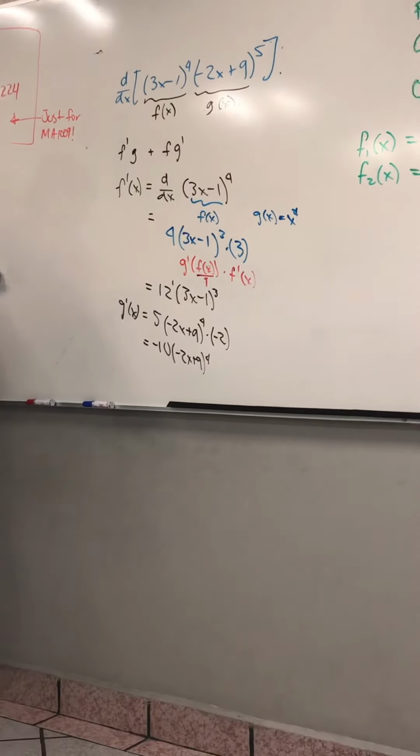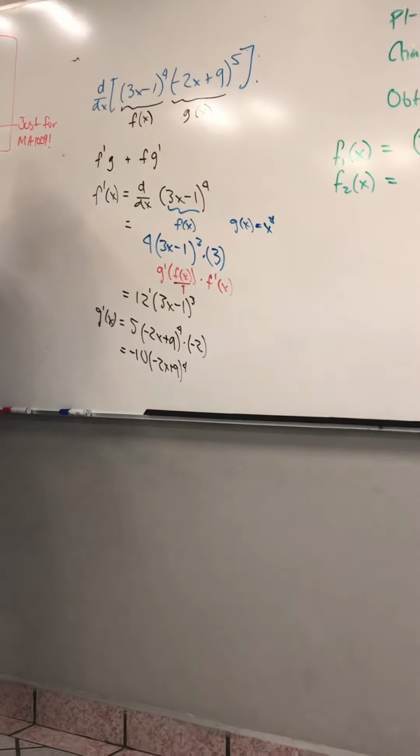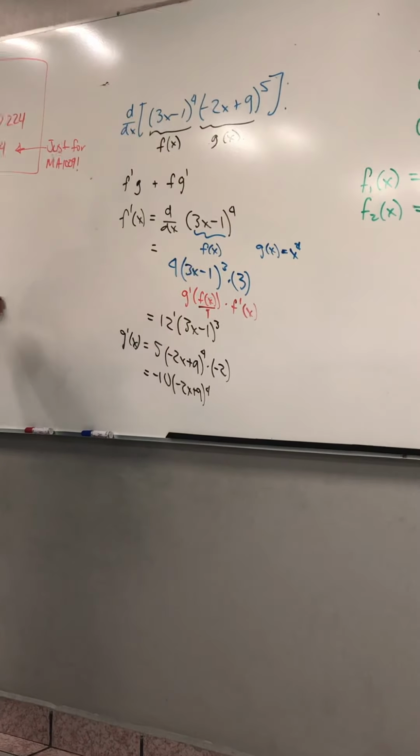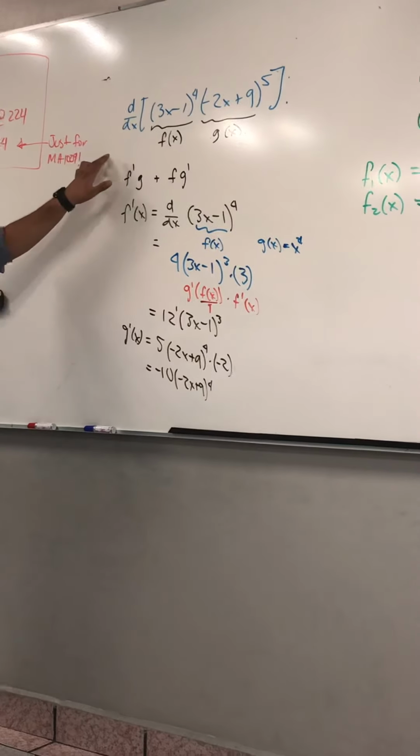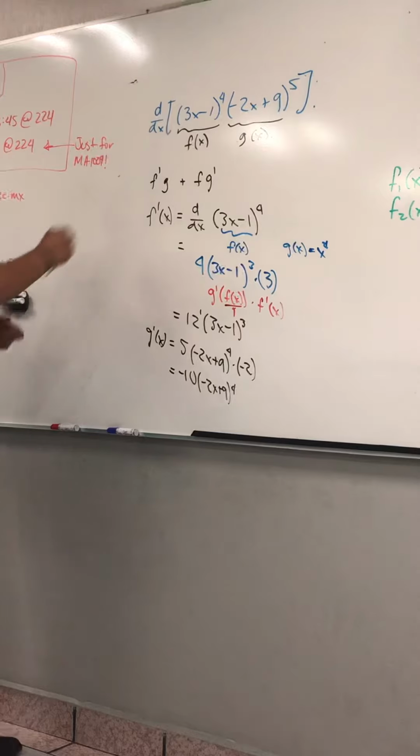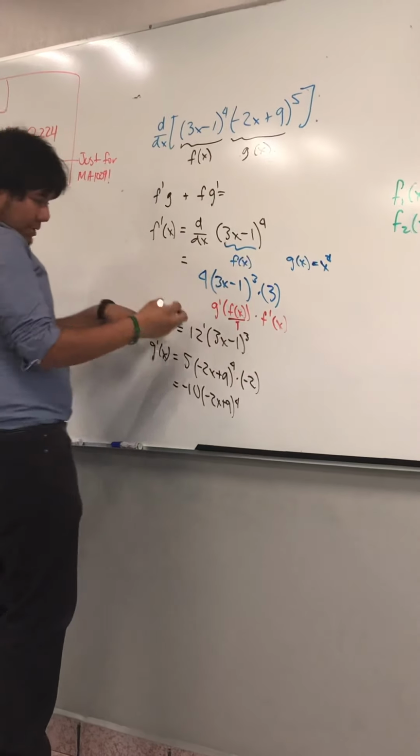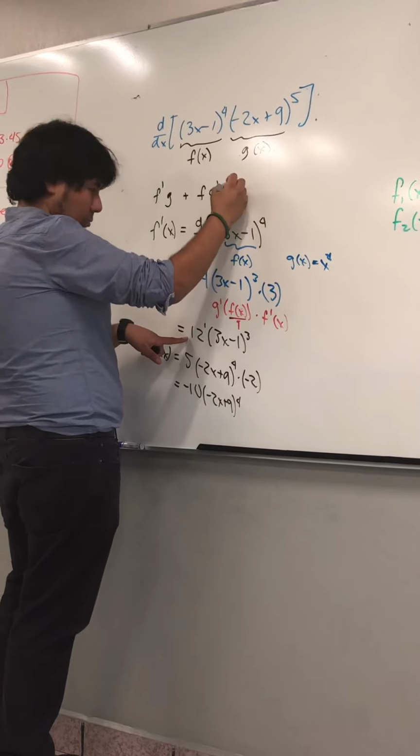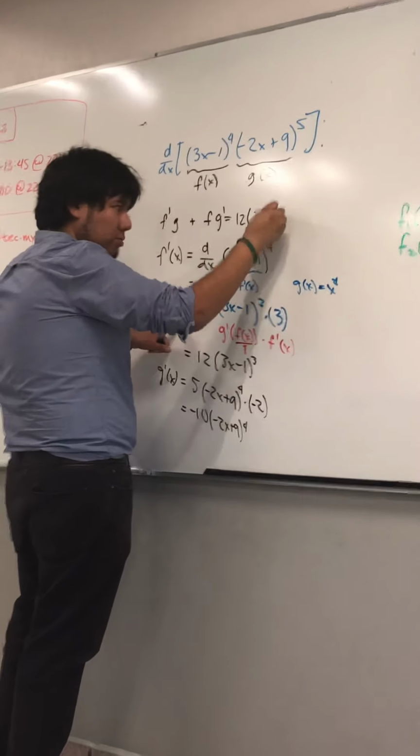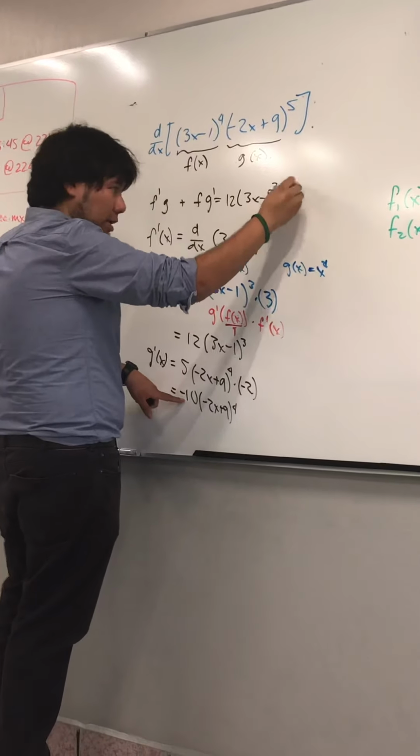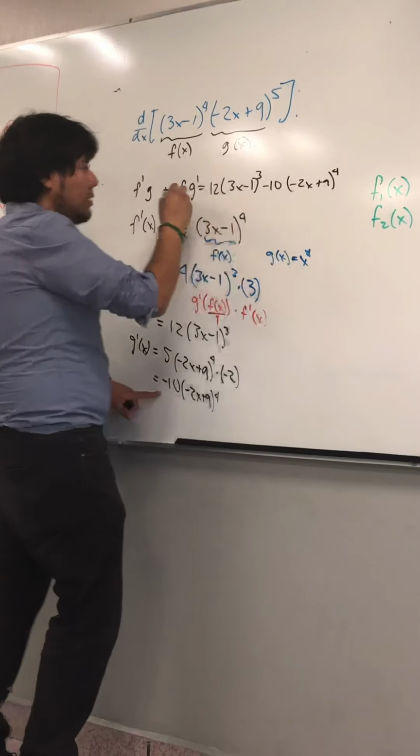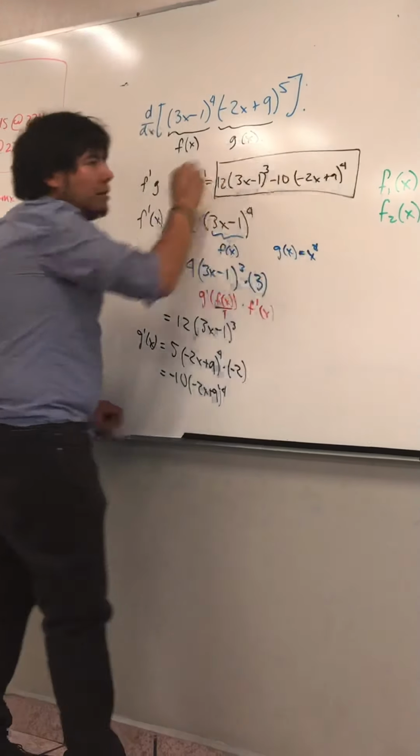Good. So it's the same, right, as the first one? Yes. So it's the same procedure. You have the chain rule, right? So now you can derive everything, okay? Because you just need to substitute f prime and g prime, right? So by doing that, I have 12 times (3x minus 1) to the power 3 minus 10 times (minus 2x plus 9) to the power 4. Okay? And then, therefore, this is the derivative.